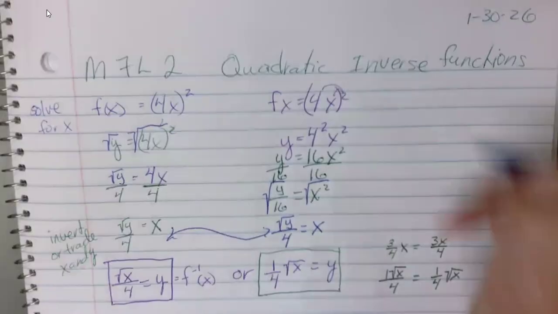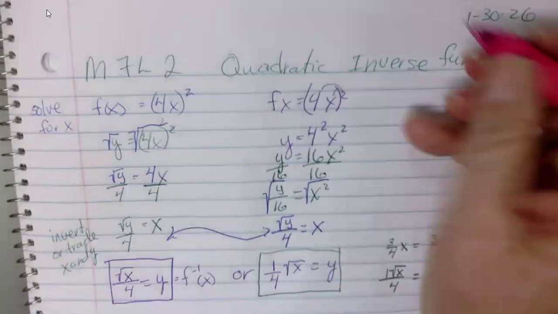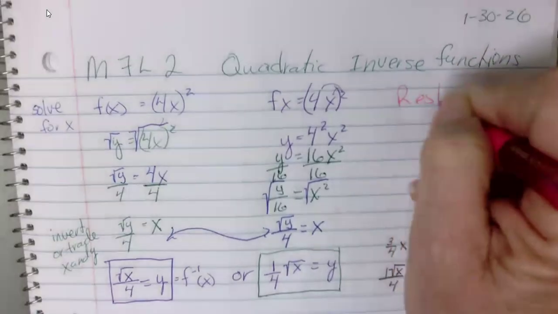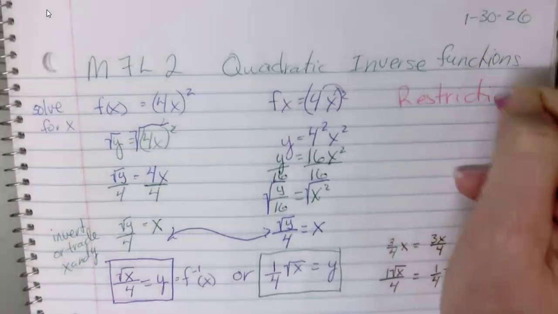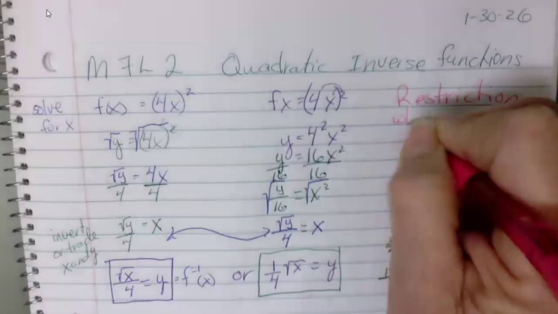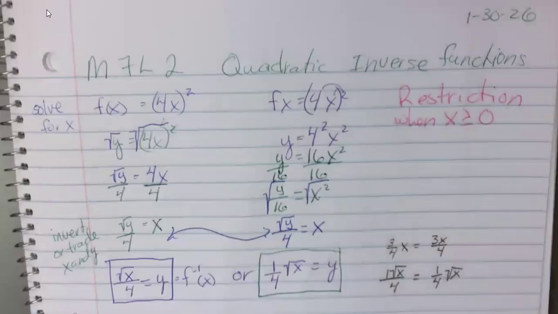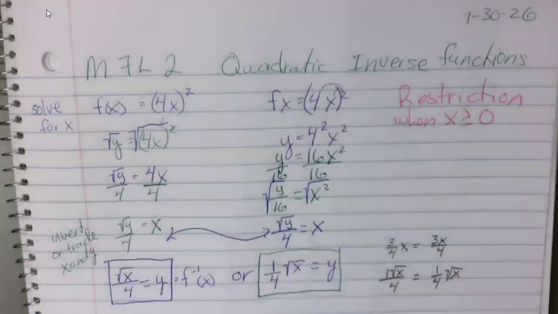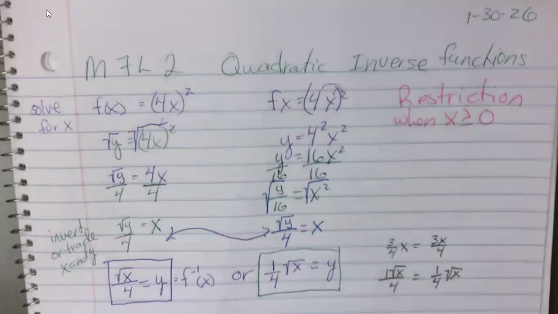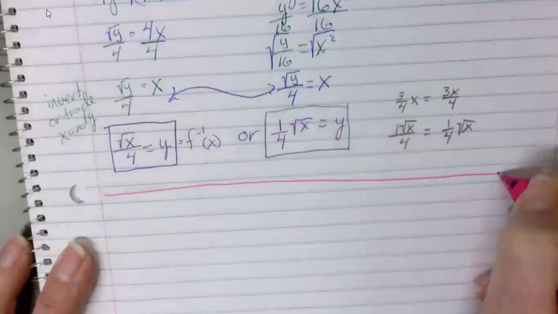I would like to add our restriction on here, right? Our restriction or our limit, that x has to be greater than or equal to 0, because we cannot have a negative at this point, because the square root of a negative number would be imaginary and we're not going to be able to graph that. All right. Next example.